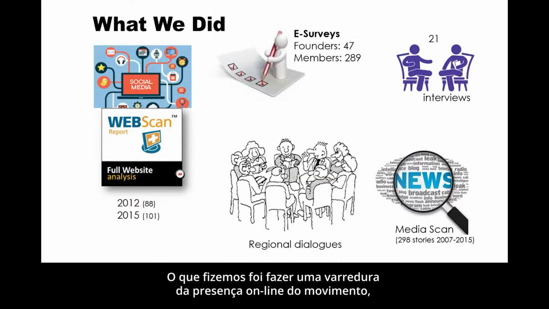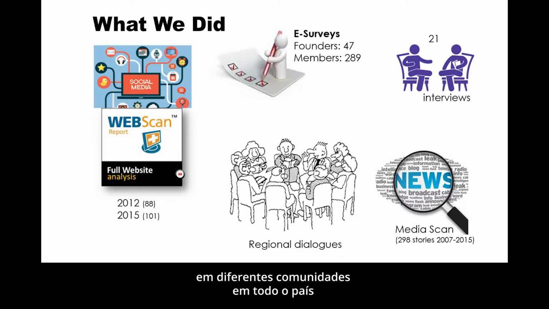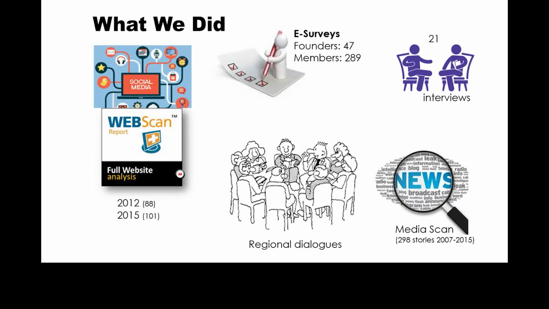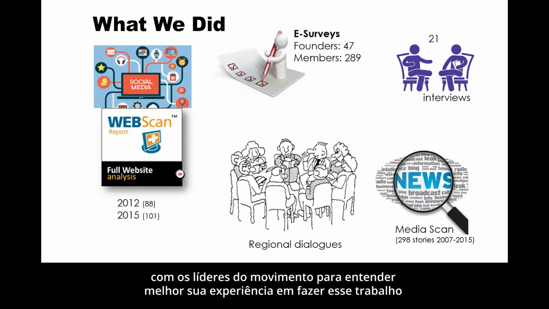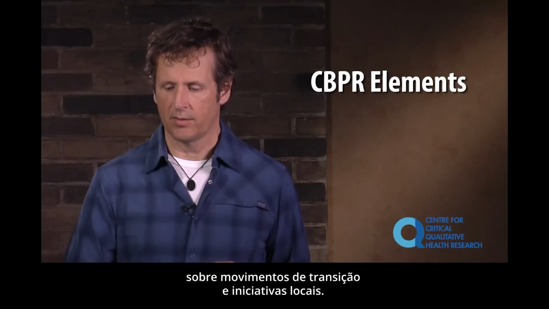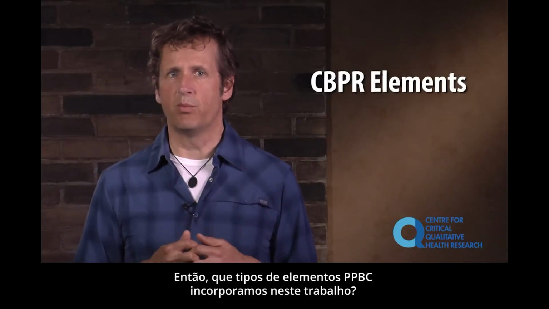What we did is we undertook a scan of the online presence of the movement. We did surveys with movement founders and members. We did interviews with people who were leading initiatives in different communities across the country, and we found about 100 communities that were engaged in this work in Canada. And we undertook a series of regional dialogues with movement leaders to better understand their lived experience of doing this work. And we finished at the end with a media scan of coverage in the media about the transition movement and local initiatives. So what kinds of CBPR elements did we build into this work?